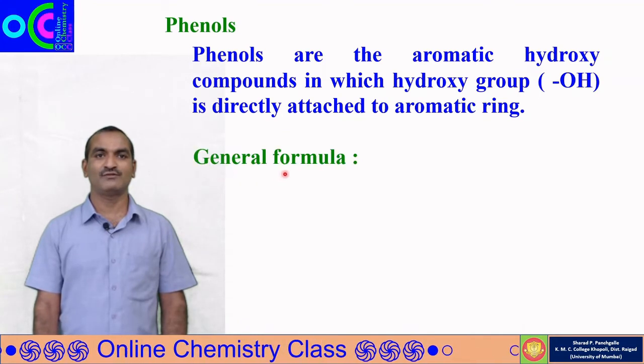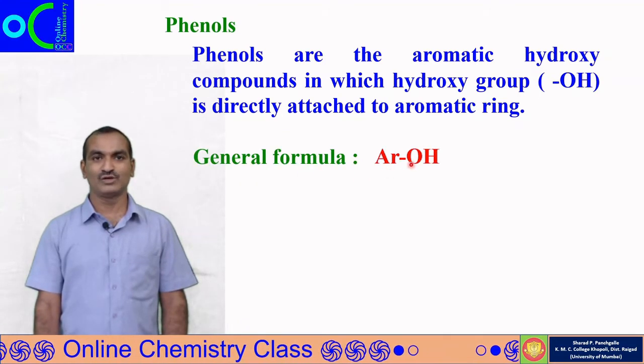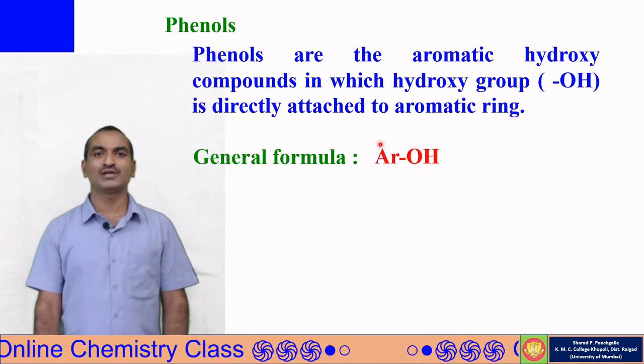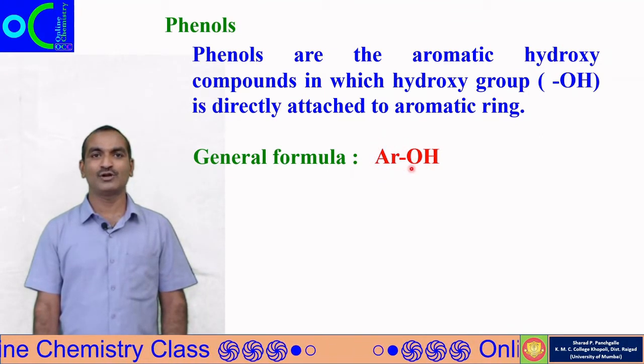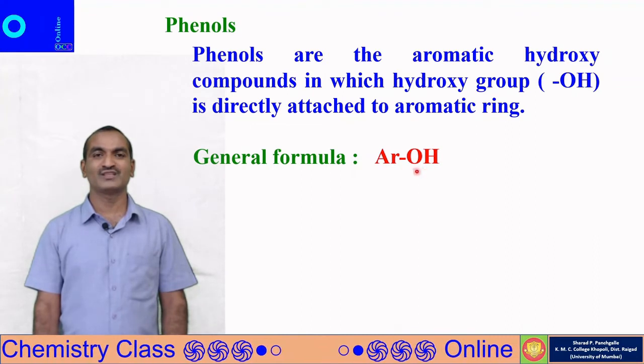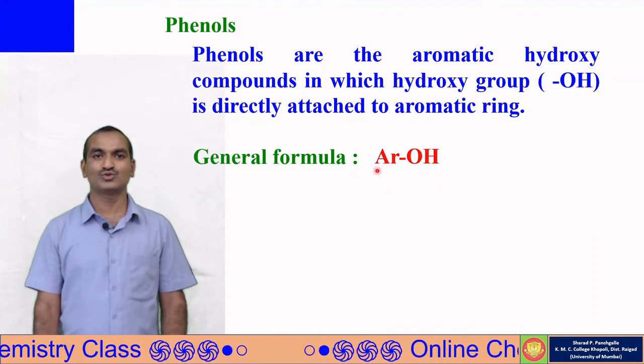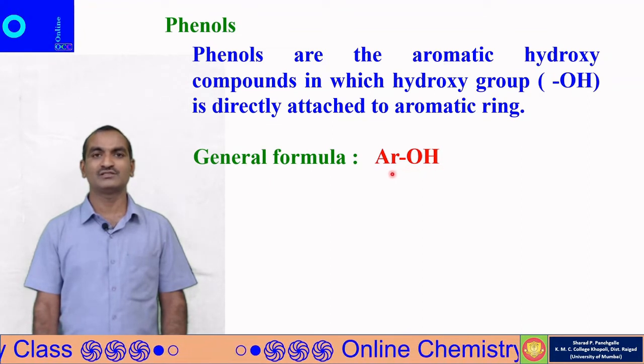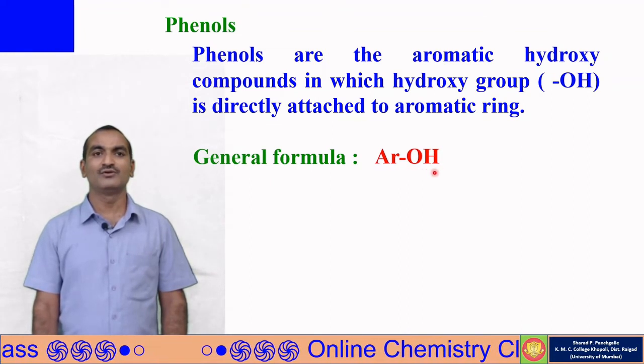So the general formula for the phenol is ArOH. Ar is the abbreviation of the aromatic group. So here the aromatic group is directly bonded to the OH group, that is hydroxy group. So this will be the general formula for the phenol. ArOH is the general formula for the phenol.